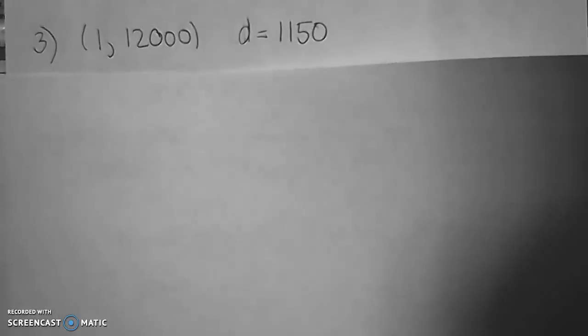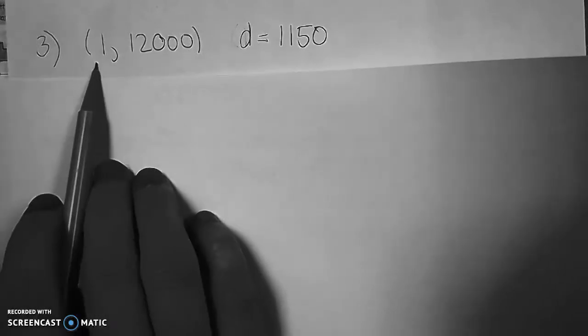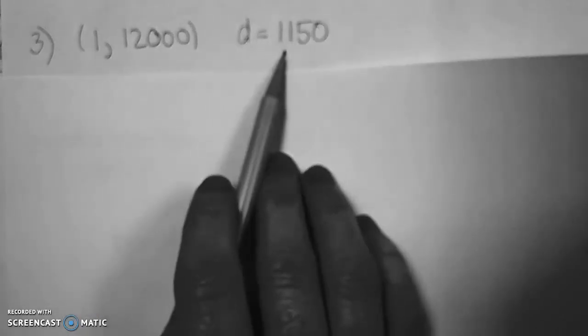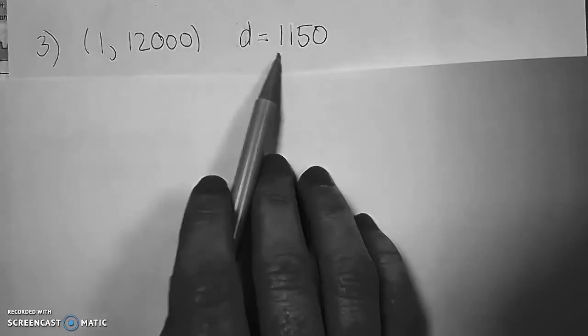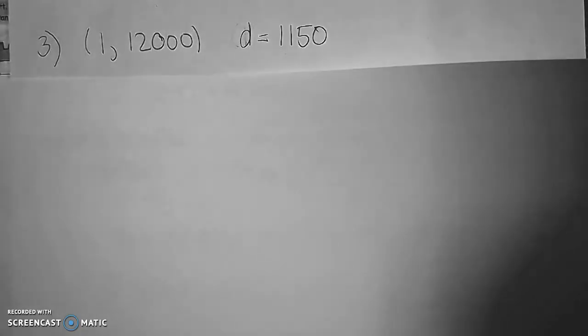Good morning. This video is to talk about the questions you guys left me in the Google form on homework number 7. I had a couple of questions about problem number 3. Problem number 3 tells you that a first-year teacher will make $12,000 with an annual raise of $1,150. This is obviously an outdated question. Teachers make more than $12,000.